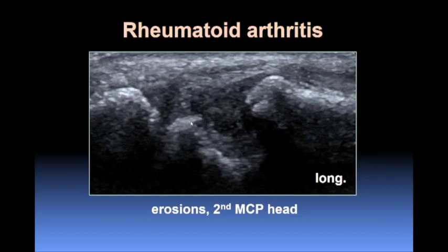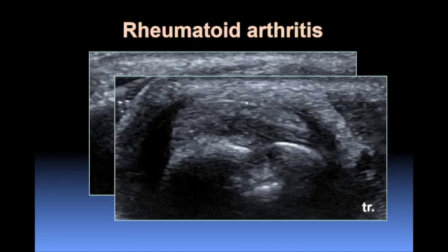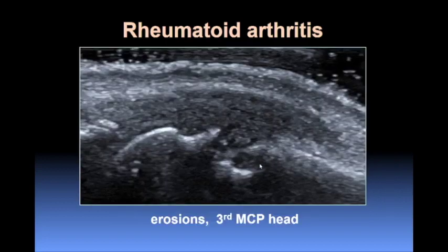Erosions, this is gigantic. This one's not too hard to make the diagnosis. This is a second metacarpal head, and they tend to be on the metacarpal side rather than the phalangeal side. Here's another one you can nicely see on a transverse view, and oftentimes you'll even see color Doppler flow going into this because it's the inflamed synovium that's causing this.